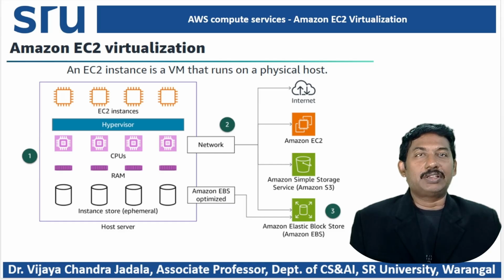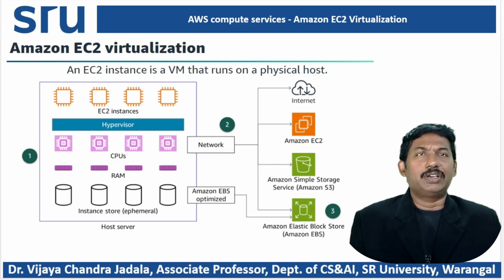Then comes the instance store, which is temporary, physically attached storage directly on the host server. Then comes the host server. The host server is physical hardware managed by AWS that runs multiple instances. So the host server will run multiple instances, underlaid by the managed physical hardware, which is considered the host server.